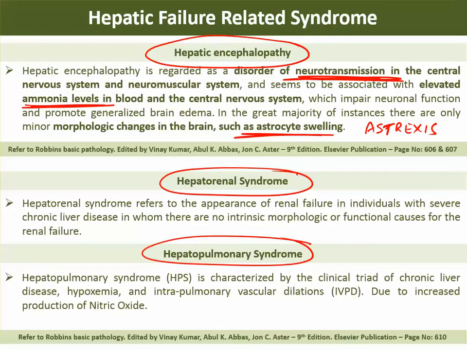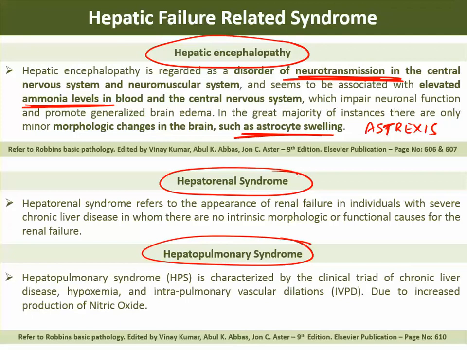So at least you should know that there is an increased level of ammonia in liver failure, which will affect CNS neurotransmission and astrocytes, and that leads to hepatic coma. This whole situation is called hepatic encephalopathy.